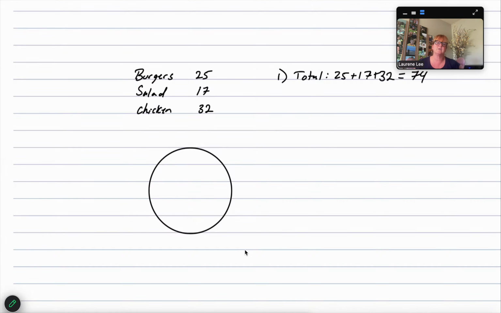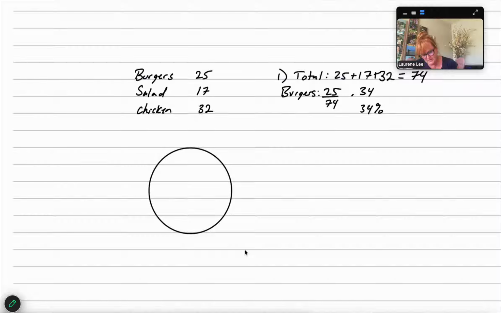And then what you want to do is figure out a percentage for each of these outcomes. So for burgers, I have 25 out of 74. You divide that out, and we want a decimal, and then we're going to turn it into a percentage. So 25 divided by 74 is 0.3, let's call it 0.34. We'll go to the hundredths place, all right? So that means 34% of this circle is going to represent burgers, and I misspelled burgers.